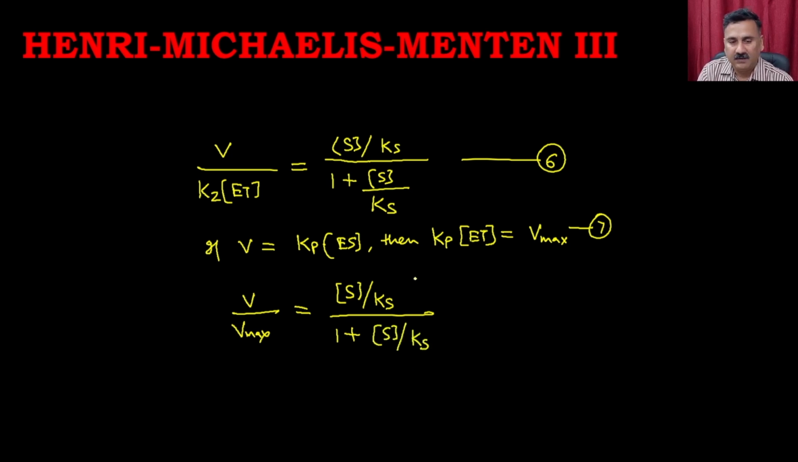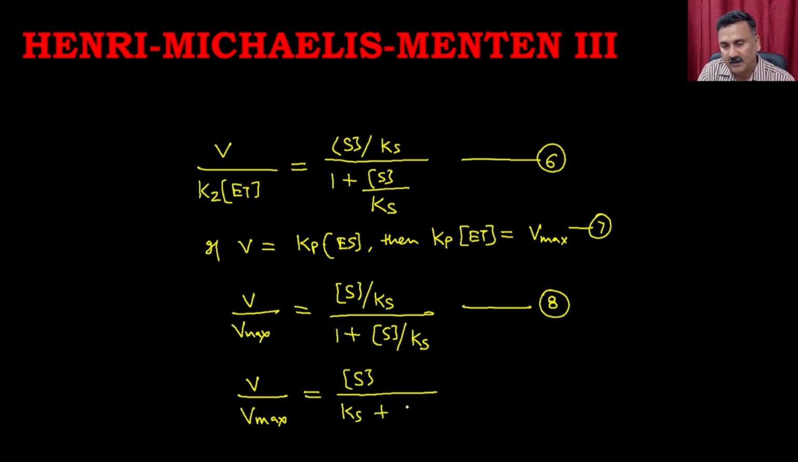And if you simplify this, this is going to be equation number 8, it is actually going to say that V by V max is equal to S divided by Ks plus S. And this is going to be the final equation that you can actually use, and you can calculate the enzyme kinetics.